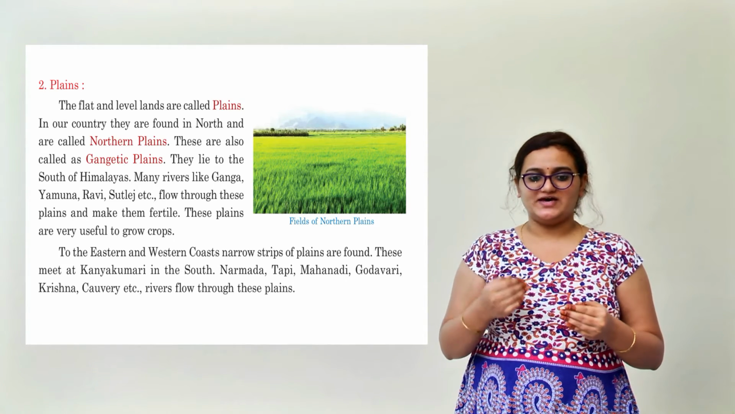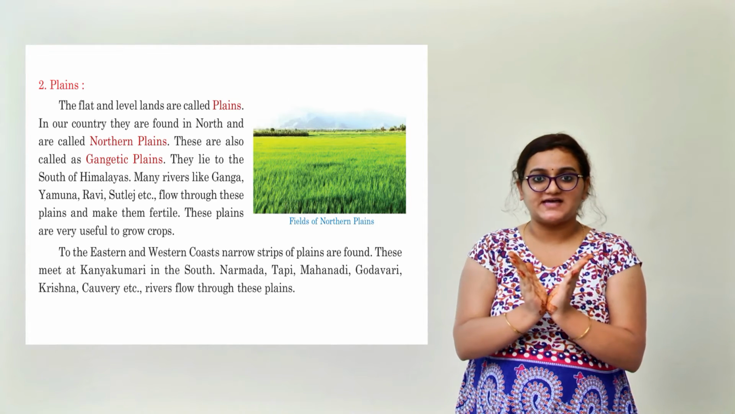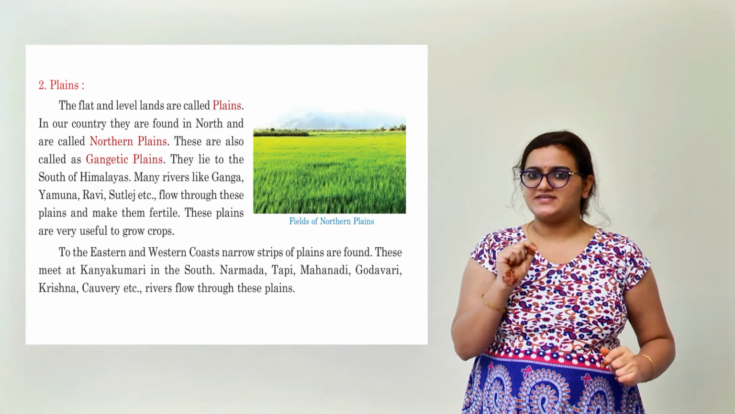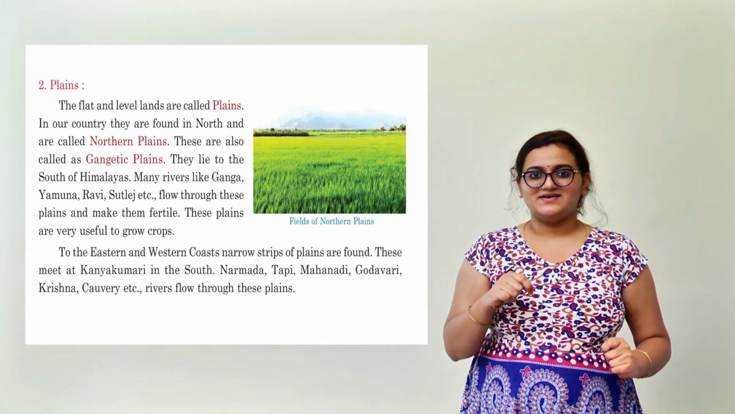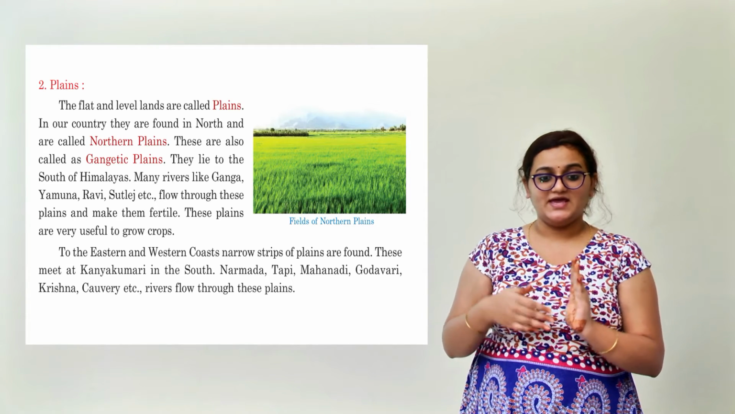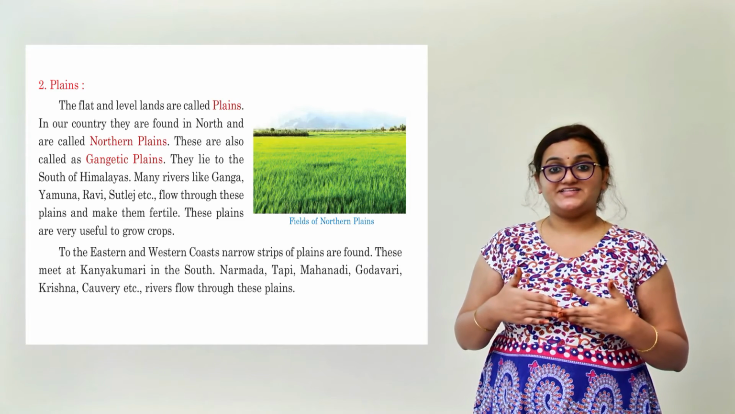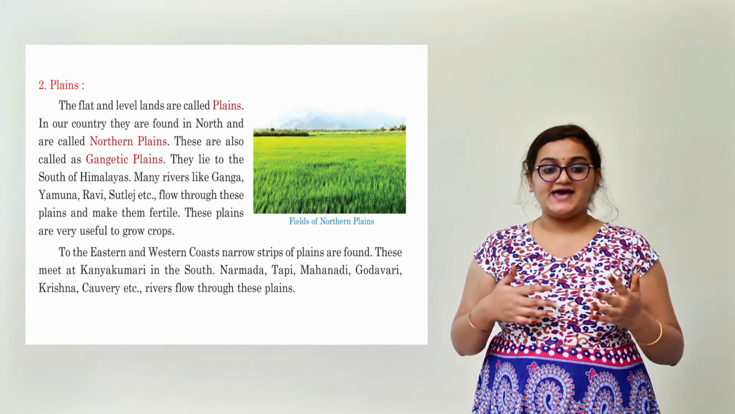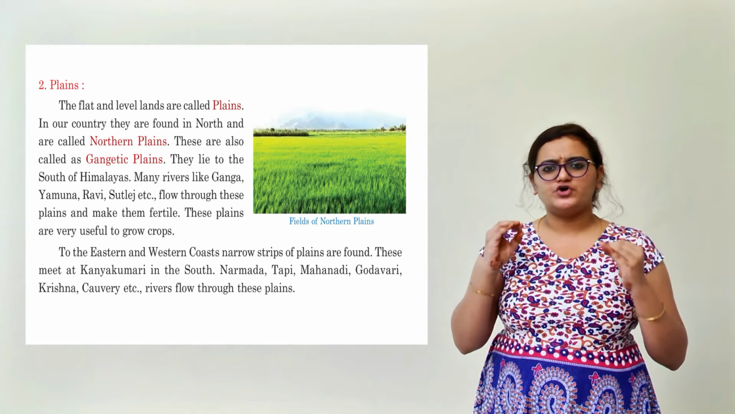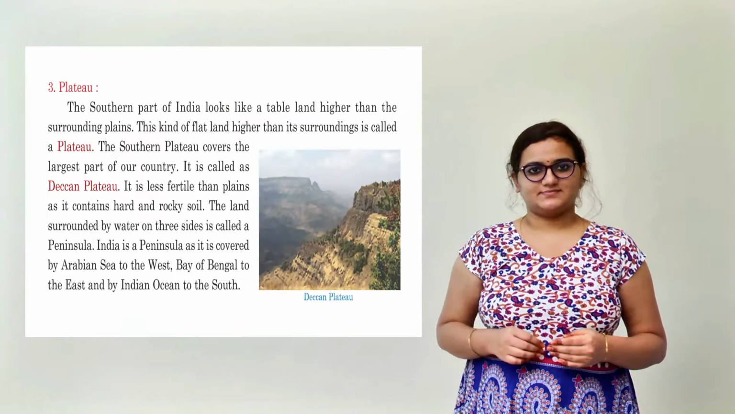Even these are also the plains. Now, these plains meet slowly in the south at a point called Kanyakumari. Can you point out Kanyakumari in that map? Yes, it is in the tip of the south. It is Kanyakumari. Now, many rivers like Narmada, Tapi, Mahanadi, Godavari, Krishna, Kaveri, they flow through these plains, making them so good and fertile. Okay children, so this was about plains.